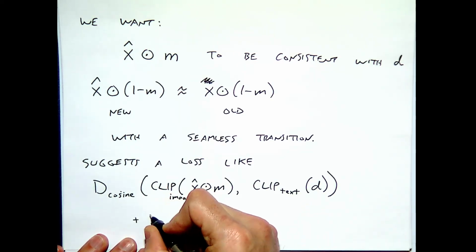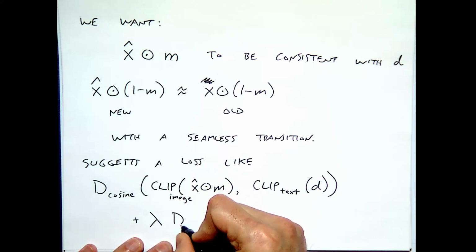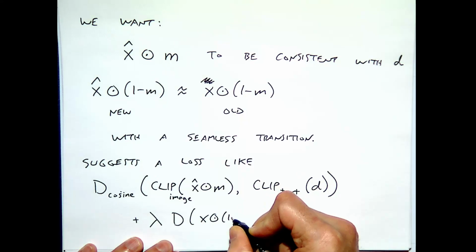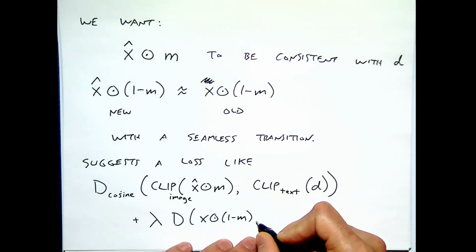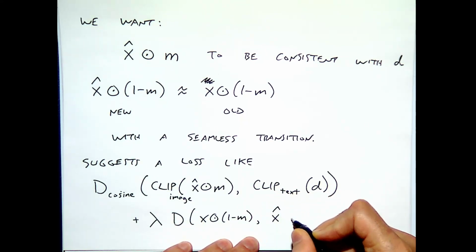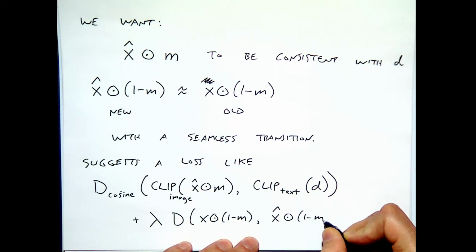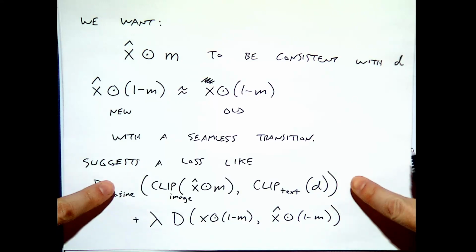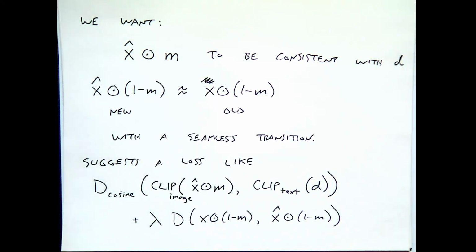And then I have a weighting that says I also want the distance between the old image outside of the mask region and the new image outside of the mask region to be low, right? And this could be some combination of mean squared error or LPIPS distance or something like that. So I want things to be consistent in the old region, and consistent with the prompt in the new region, right?